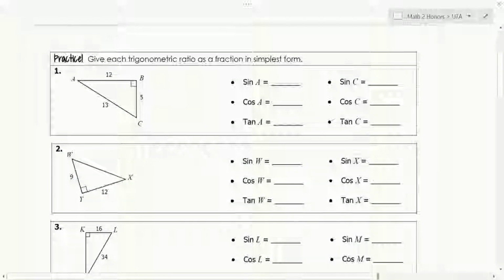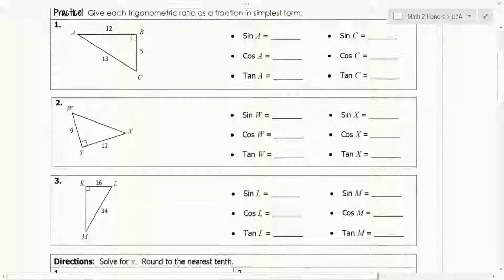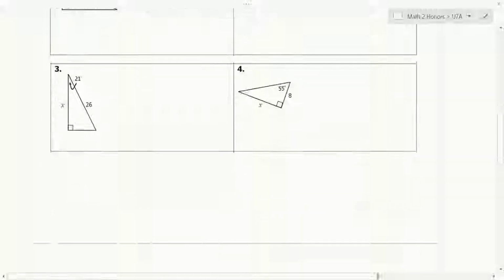All right, I'm going to define for you sine, cosine, and tangent, and show you how to use this to solve for side lengths in right triangles. On this first page, at the bottom, there's a little bit of space, and I'm going to jot a couple of notes here before we get started.